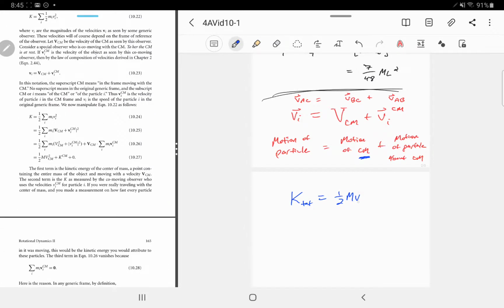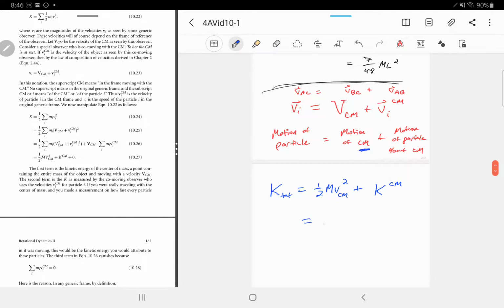So the total kinetic energy is, you just ignore all rotation and just track where the center of mass is. So 1/2 Mv squared. This is the translational kinetic energy. Plus the other term, which is the rotational kinetic energy. Your book calls this K CM, the kinetic energy about the center of mass. So we'll also write this as K total is K translational plus K rotational.